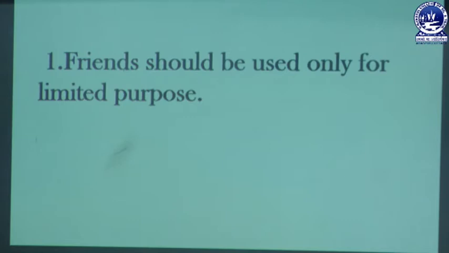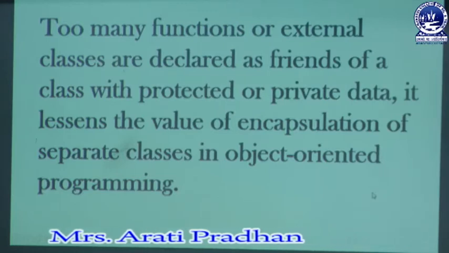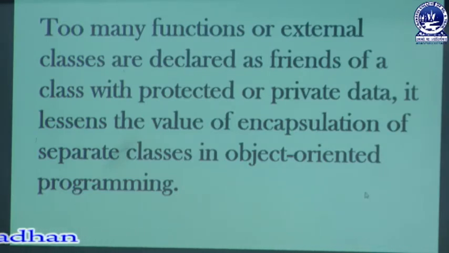Here are some aspects related to friend function. The first: friends should be used only for limited purposes. Why? Too many functions or external classes declared as friends of a class with protected or private data lessen the value of encapsulation of separate classes in object-oriented programming. We know that in object-oriented programming, encapsulation is considered an important feature, and if we use a number of friend classes and friend functions, it lessens the value of encapsulation. That's why, only if it is important and essential, you should use a friend function, otherwise just avoid it.